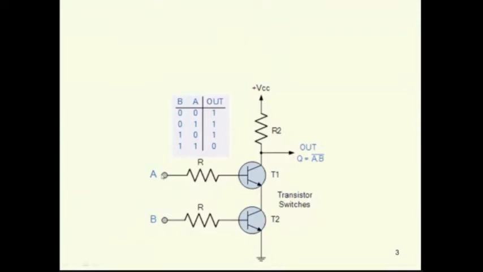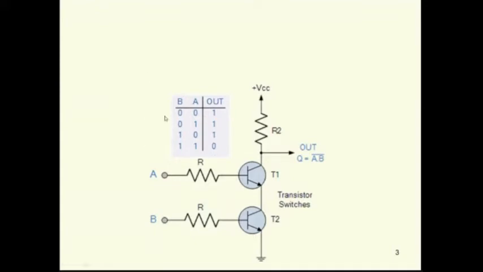When both the inputs A and B are 1, both the transistors will be switched on, and this acts as a closed path for the current. Hence the voltage across the closed path will become 0, so the output is 0. When both the inputs are 1, the output is 0. This is fantastic.